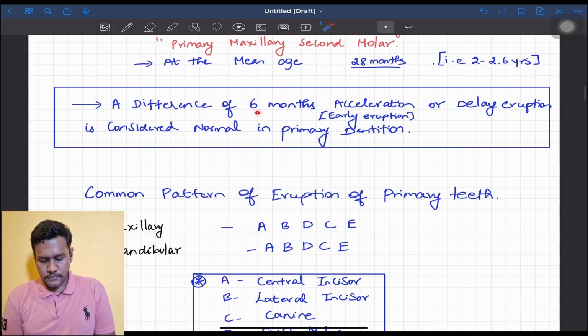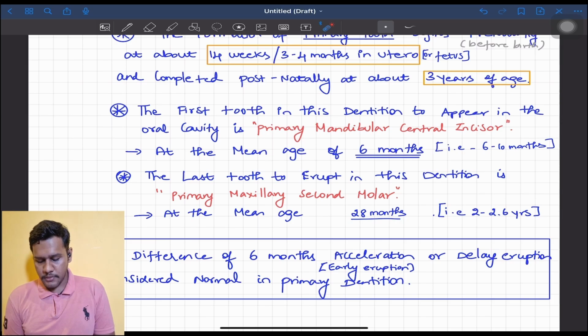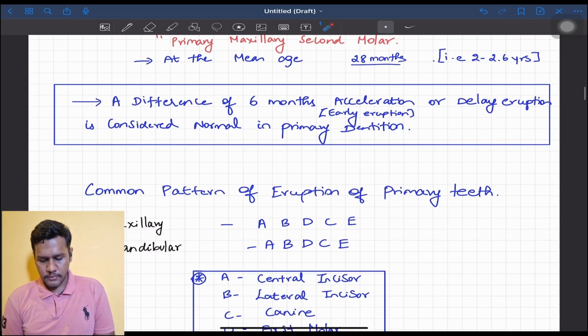A difference of 6 months, an acceleration, early eruption or a delayed eruption, is considered normal in primary dentition. I already said it can be between 6 to 10 months, and there can be a variation of 6 months. So if a child is 1 year of age and there are no teeth in the oral cavity, if the child is otherwise normal, it can be considered normal. There is no treatment required for that.